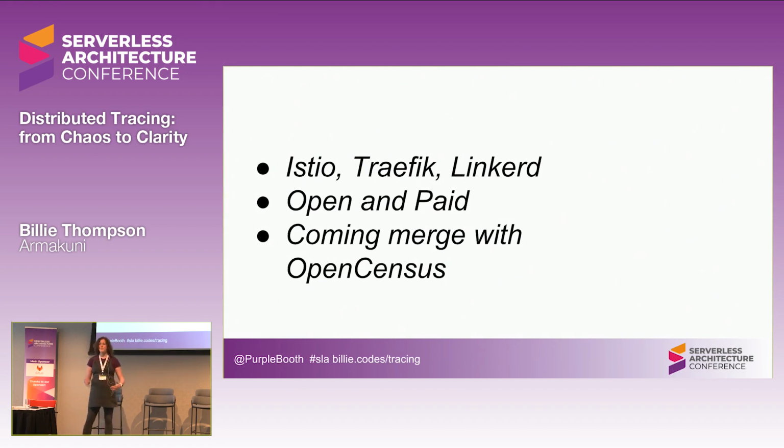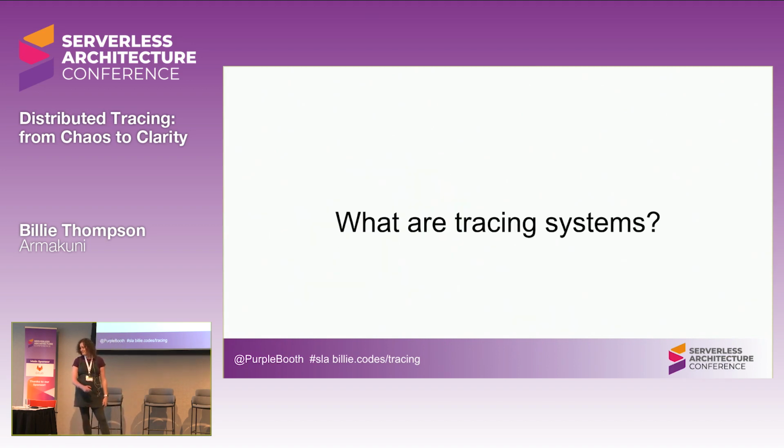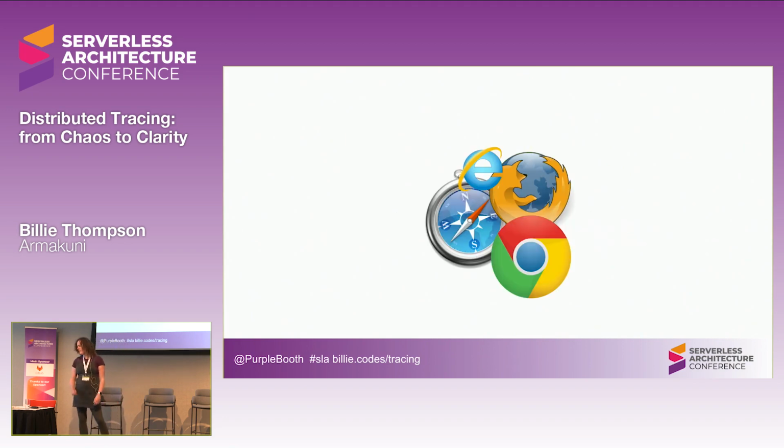It comes in open and paid formats. I work with lots of different sizes of organization, and some can't afford to pay for a really expensive service, or they don't have the authority to say, I want to buy this. So this gives us options to get tracing into the systems, and the coming merge with OpenCensus is pretty exciting. Okay, so what are tracing systems?